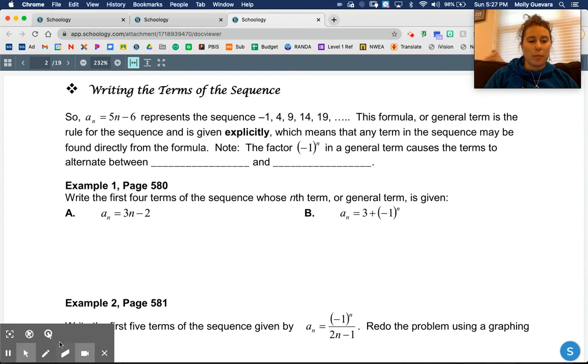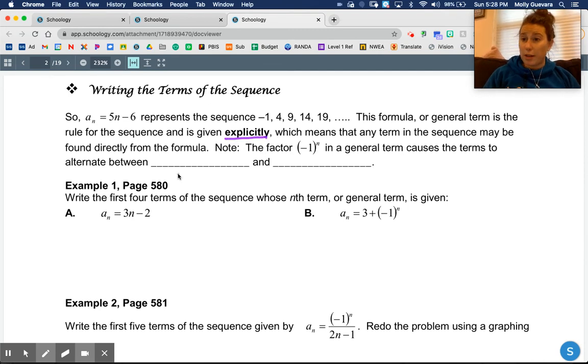Okay, so here's a different example. a sub n equals 5n minus 6 represents this sequence. If I plug in 1, 5 times 1 is 5, minus 6 is negative 1. So this is a sub 1. If I plug in 2, I get 10 minus 6, which is 4, right? And so on and so forth. This is called the explicit equation. And this means that I can plug in any number I want. If I want to know, like I said, the 50th term, I plug in 50 and I solve. So it allows us to find any term in the sequence.